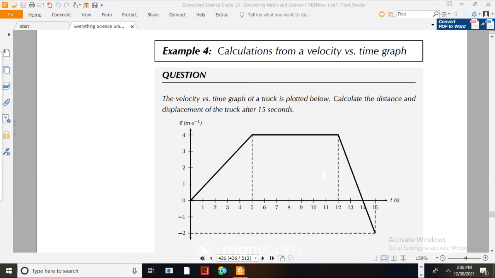Hello guys, in this video we shall calculate altogether the velocity versus time graph. Here is the question. The velocity versus time graph of a track is plotted below. Calculate the distance and the displacement of the track after 15 seconds.